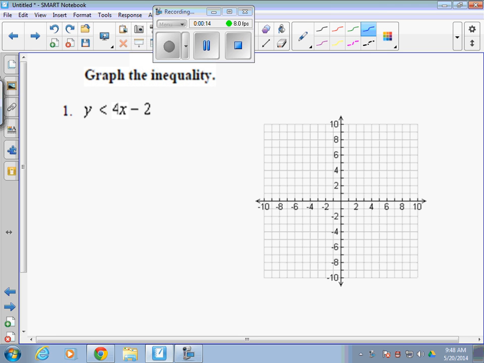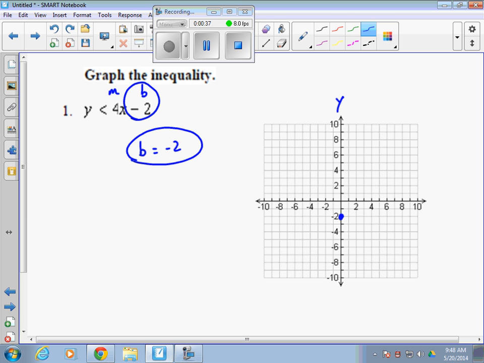It's in a nice, neat form for us. Y equals mx plus b. So it tells you what the b value is. B's negative 2. That tells you where to begin. That tells you the y-intercept. The y-intercept is where it crosses through the y-axis. So where y's value is negative 2 is where you begin, right there.